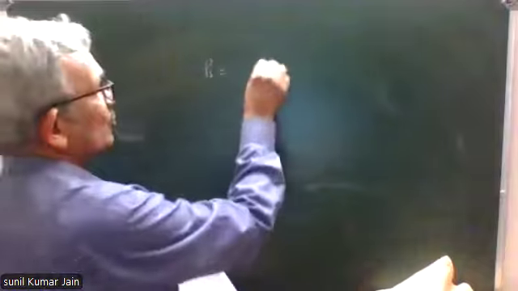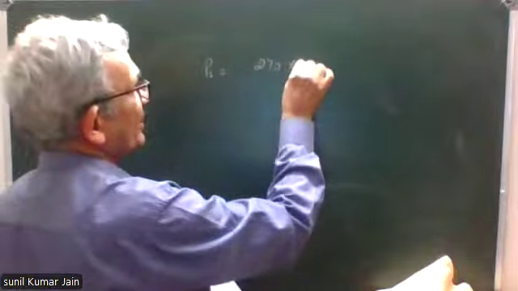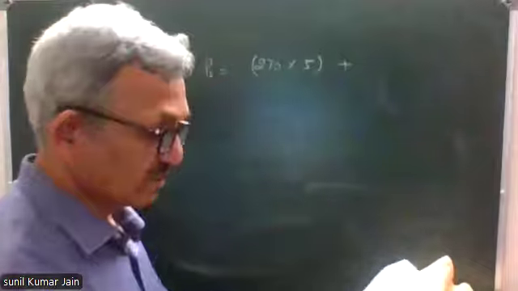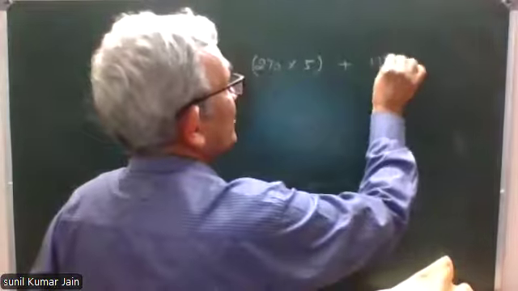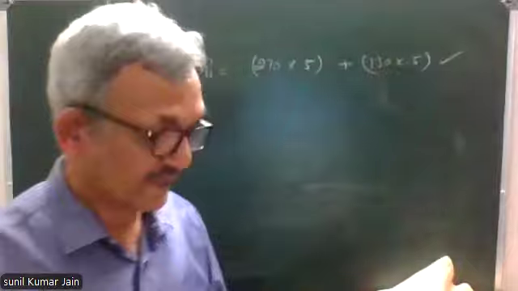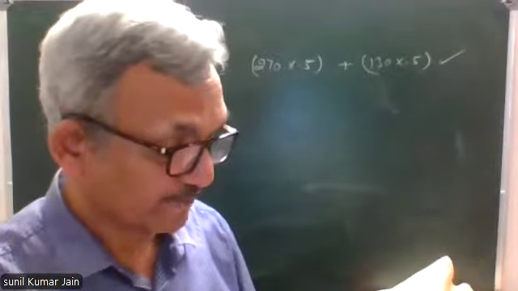The rest will be very small numerical, simple numerical. P solution will be P naught A 270 into mole fraction 0.5 plus P naught B is 130 into mole fraction is 0.5. That's it.